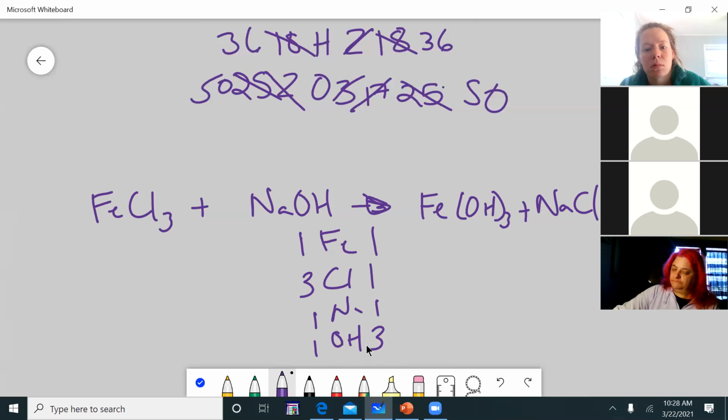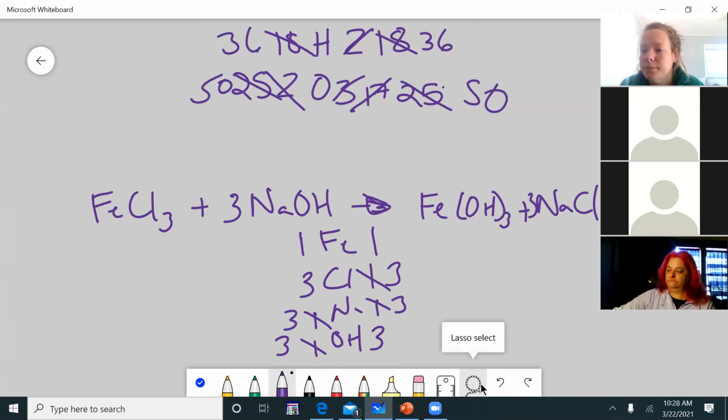So if I put a 3 here, that will change this to 3. It'll change my sodium to 3. Then I can put a 3 here. That'll change this to 3 and this to 3, and we are now balanced.